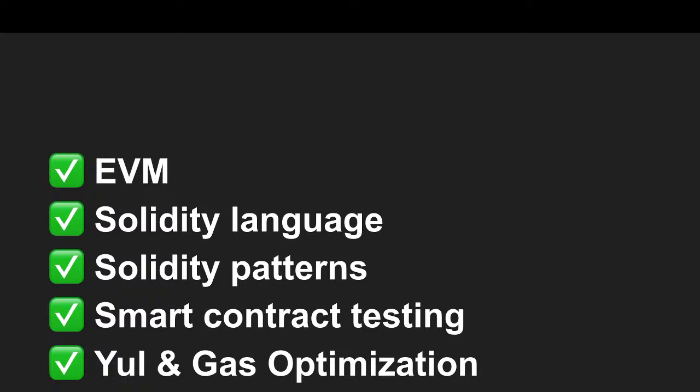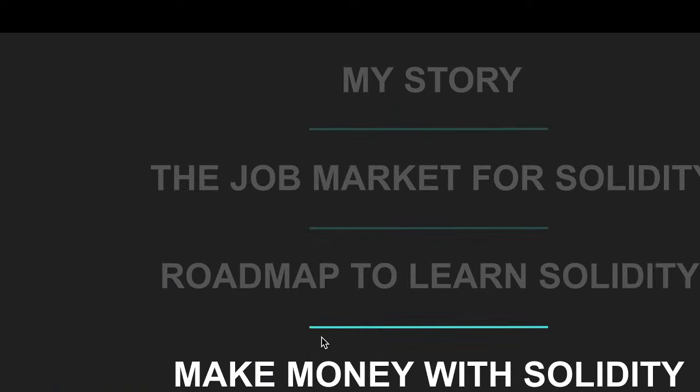Yul is a low-level language for Solidity. Gas optimization is how you make the smart contract less costly to execute. And you also need to know how to integrate with real-life smart contracts. So you need to know the big projects in DeFi and NFT and for the DAO. All right, so this is the roadmap to learn Solidity.